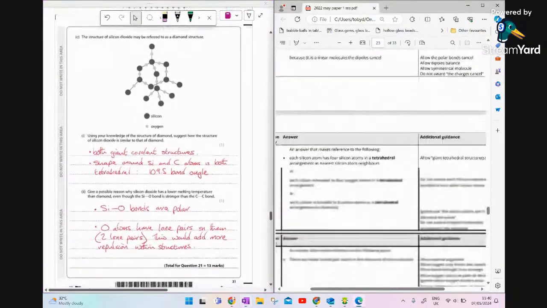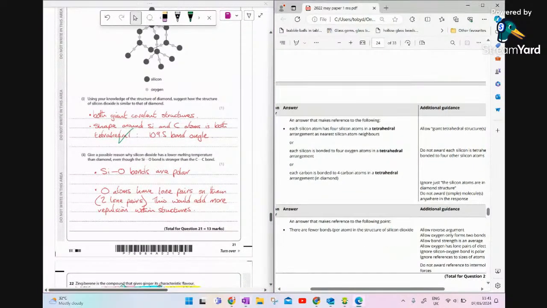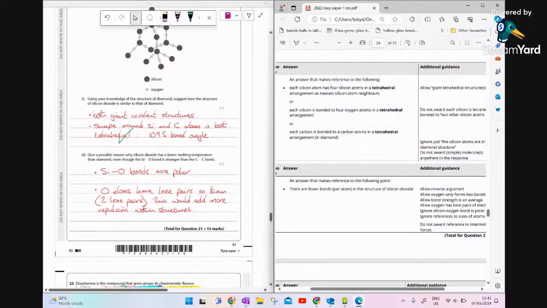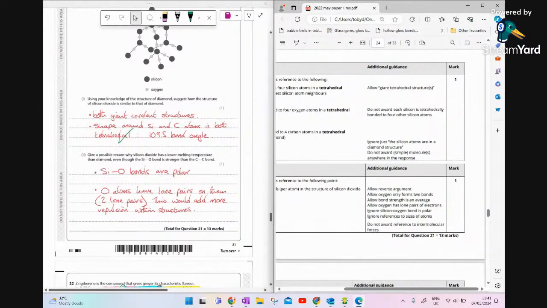Next. Shape-wise, tetrahedral. Love it. It's only 1 mark. I'll take it. These are polar. Please say it is. There are fewer bonds per atom in the structure. Fascinating. Okay. Allow reverse argument. Allow oxygen only forms 2 bonds. Allow bond strength as an average. Allow oxygen has lone pairs of electrons.